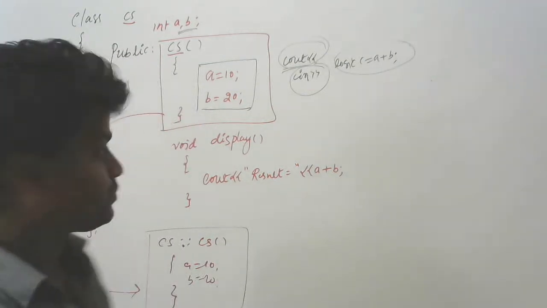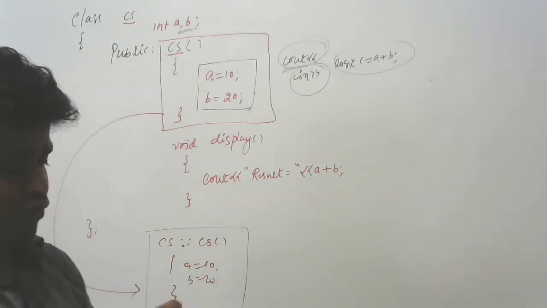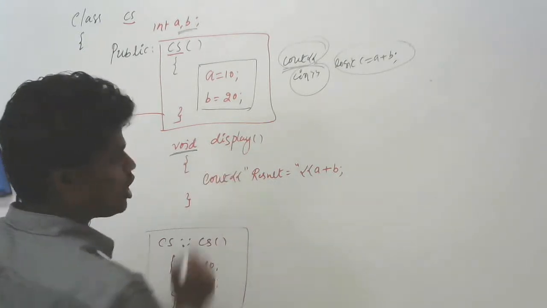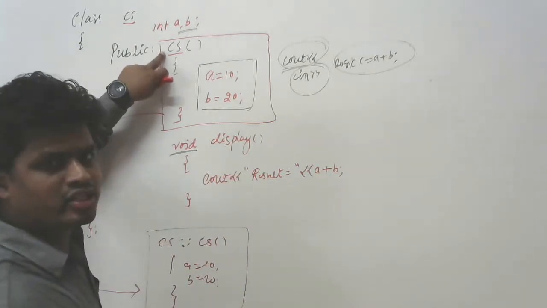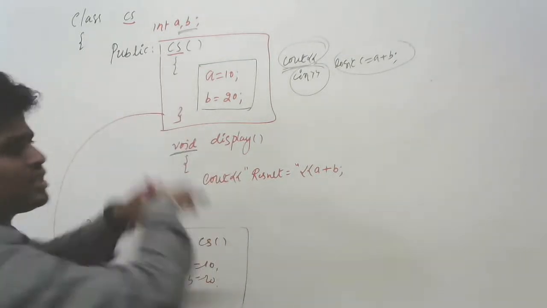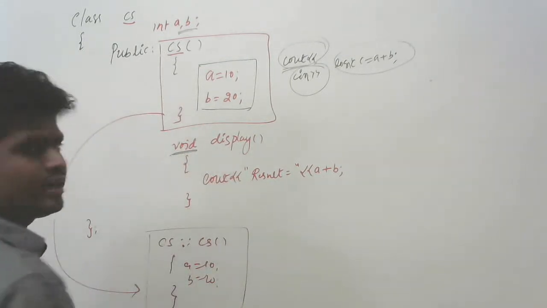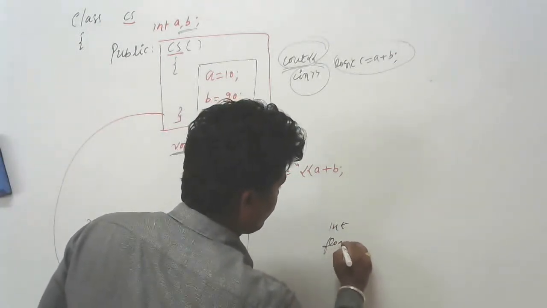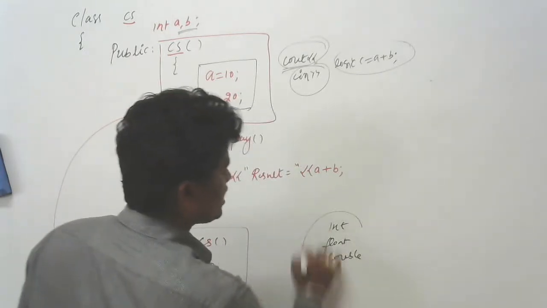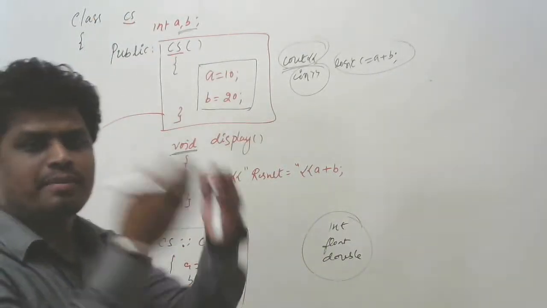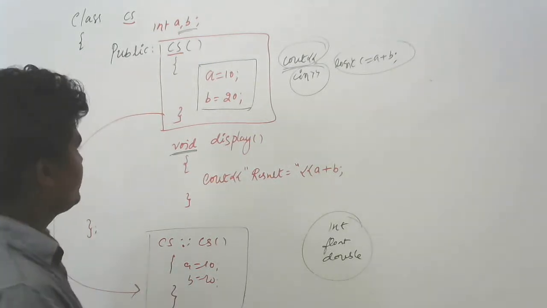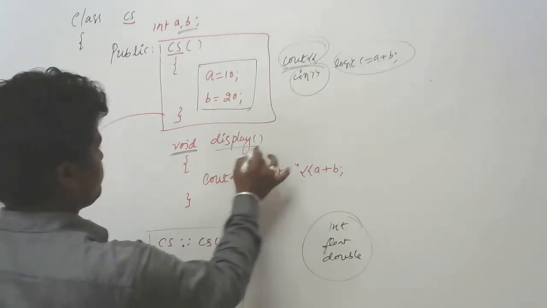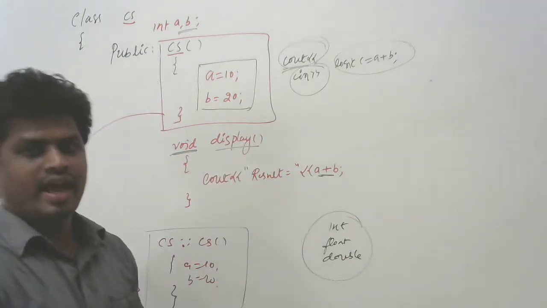The next point, constructor does not support void, not even a return type. See here, I have taken void with the normal member function, but here I have not mentioned anything. Why? Because constructor itself does not support void, not even any return type. Return type means which are those? Integer, float, double. These things you cannot write here because the compiler itself does not accept. Next, after initializing, I have taken a member function to display the result of A and B.